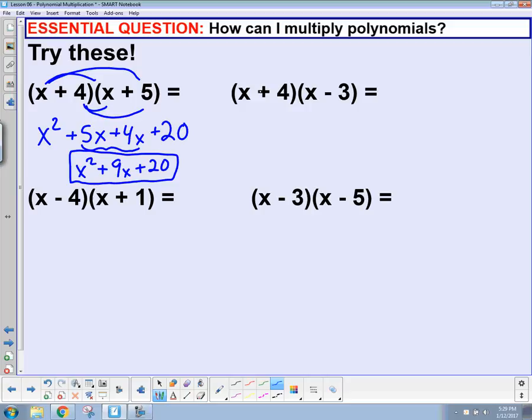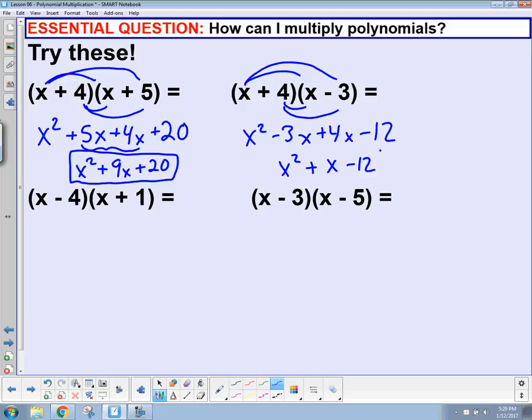Try it again. Again, first, outer, inner, last. X squared, x times negative 3 is a negative 3x. 4 times x is 4x. 4 times negative 3 is negative 12. Combine like terms again. X squared plus 4 minus 3, that's like a 1, so x minus 12. Boom.